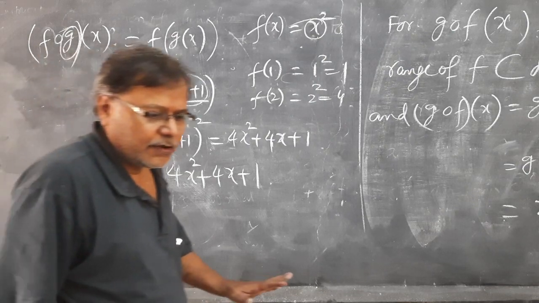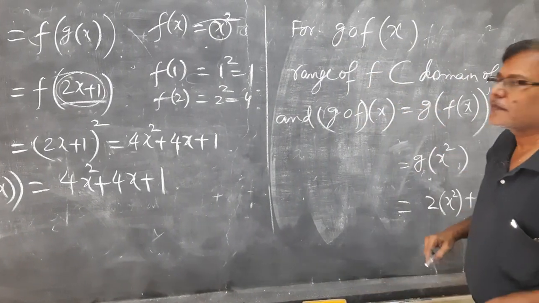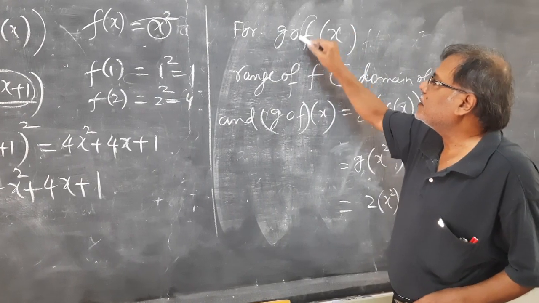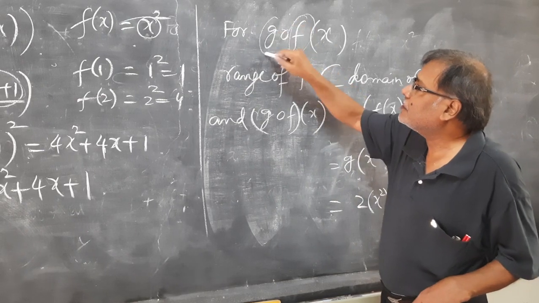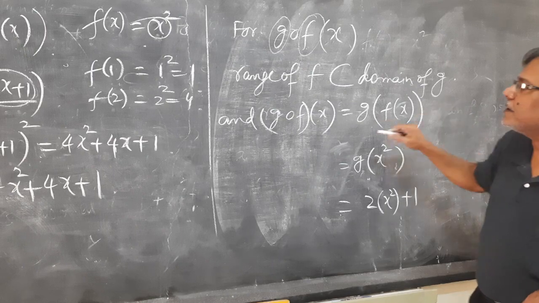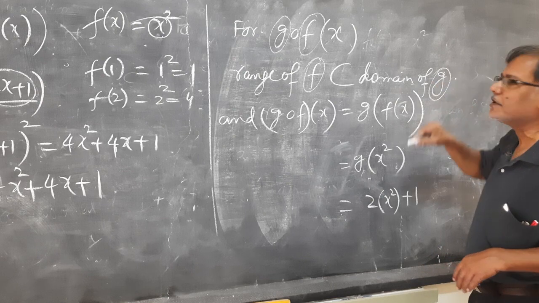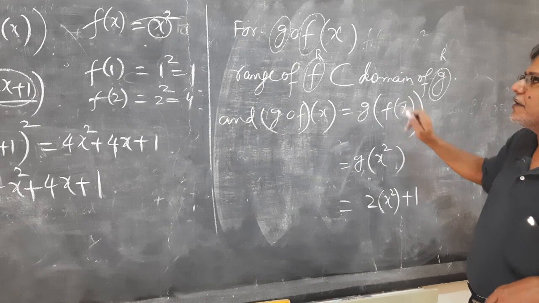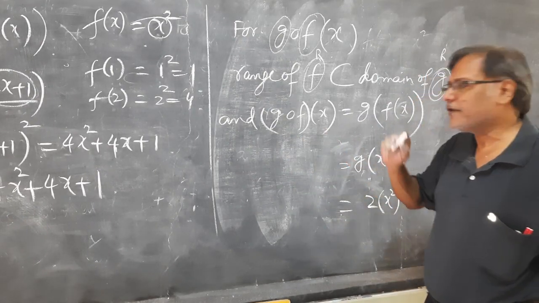Now let us come to GOF. For finding the value of GOF, I have already explained that the range of F must be a subset of, or maybe equal to, the domain of G. That is what I have written here. We find that the range of f is capital R, and the domain of g is also capital R. So our required condition is satisfied, and we can safely find out the value of GOF(x).